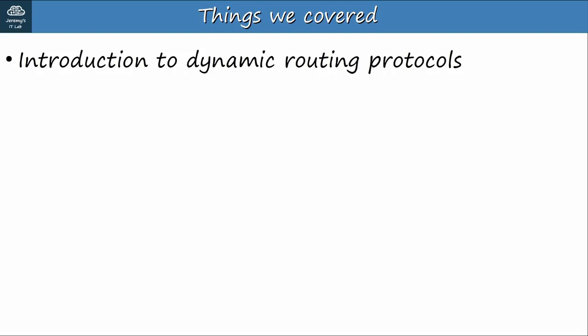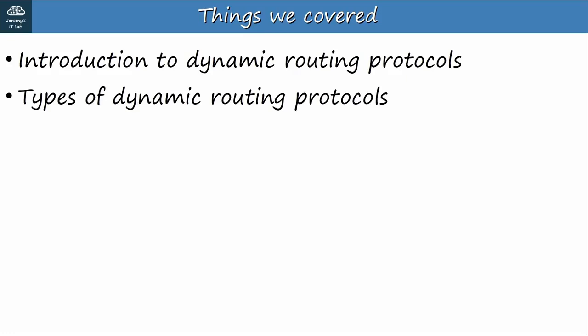Okay, so let's quickly review what we covered in today's video. I gave you a brief introduction to dynamic routing protocols. They allow routers to automatically learn routes to different destinations without having to manually configure static routes. Static routes are useful, but in large networks, it's not practical to use only static routes. You would have to configure thousands of different routes, which is not a good strategy.